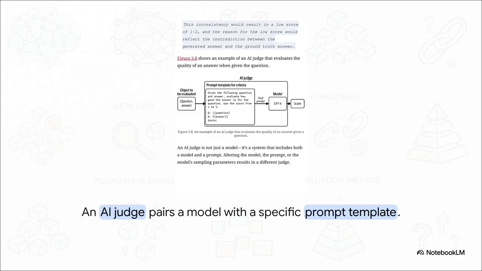An AI judge isn't just a raw model, it's a carefully crafted system made up of a model plus a highly specific prompt. You literally just hand the AI a set of instructions saying, hey, given this question and this answer, evaluate how good the answer is on a scale of 1 to 5. You can tell it to judge correctness, check for toxicity, or see if it's being repetitive. If you swap out the model or even just tweak a few words in that prompt, you get a completely different judge. It is incredibly versatile.